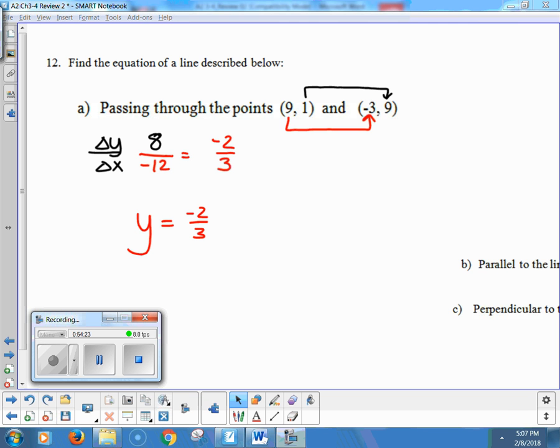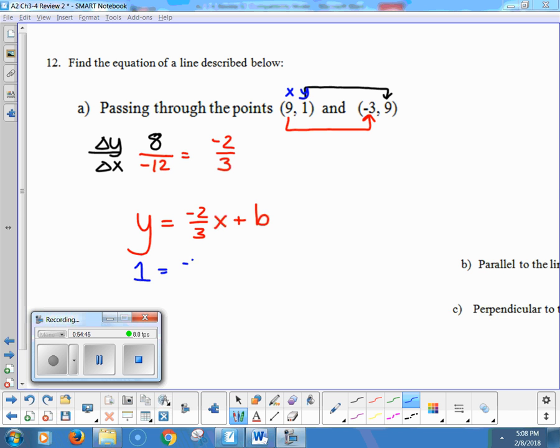Okay, I took a little breather there, so I know I left off with a y equals negative 2/3. Hopefully I put after that an x plus b. So we found the slope, and we need a y-intercept. To find that y-intercept, it would be helpful to know a point, and we know a couple of points. So I'll pick that one and use it.